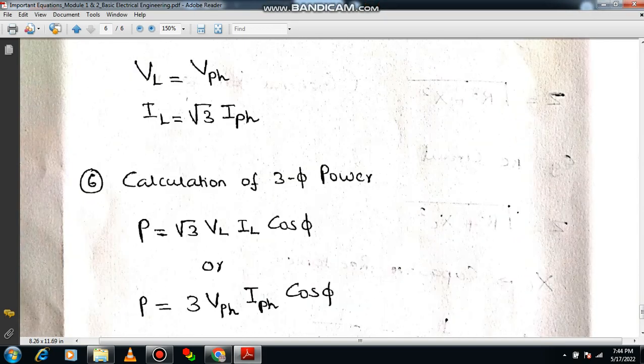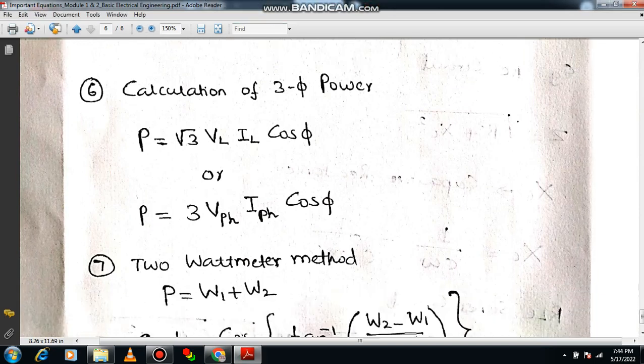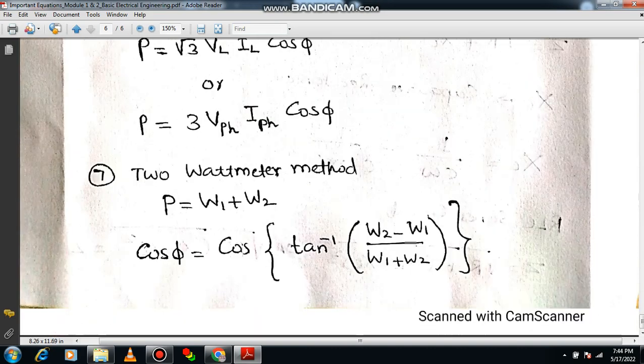This is very important. So three-phase power you can calculate using the equation P equals root 3 VL IL cos phi. It is in terms of line voltage. But if you want to write in phase voltage, you can write 3 V phase I phase cos phi. So two wattmeters are more than sufficient to calculate the three-phase power consumed in a three-phase load. So P equals W1 plus W2, and you can also calculate the power factor using the equation cos phi equals cos of tan inverse of root 3 (W2 minus W1) by (W2 plus W1).